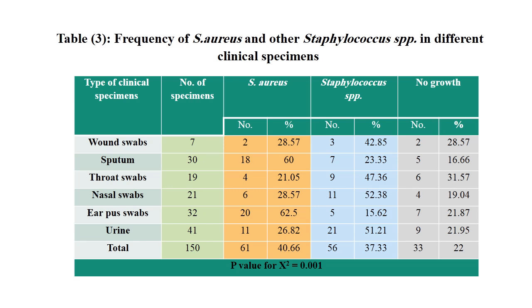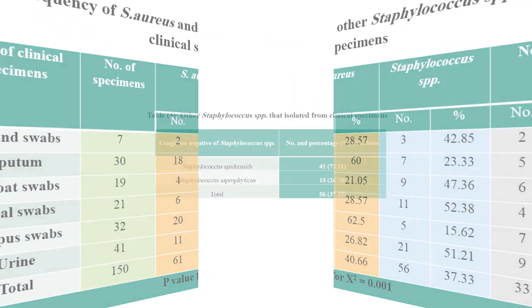Statistically, the result showed a significant difference at a p-value less than 0.005 in the distribution of Staphylococcus aureus in the different clinical samples compared with the others.